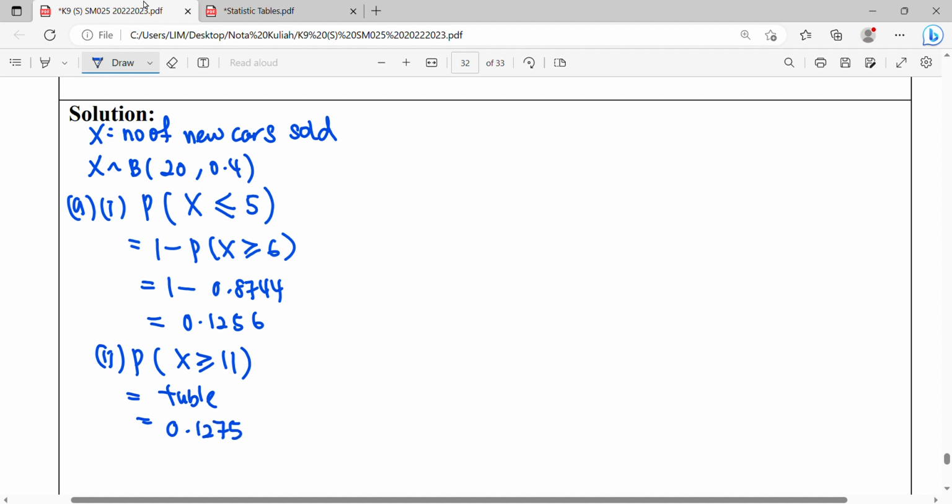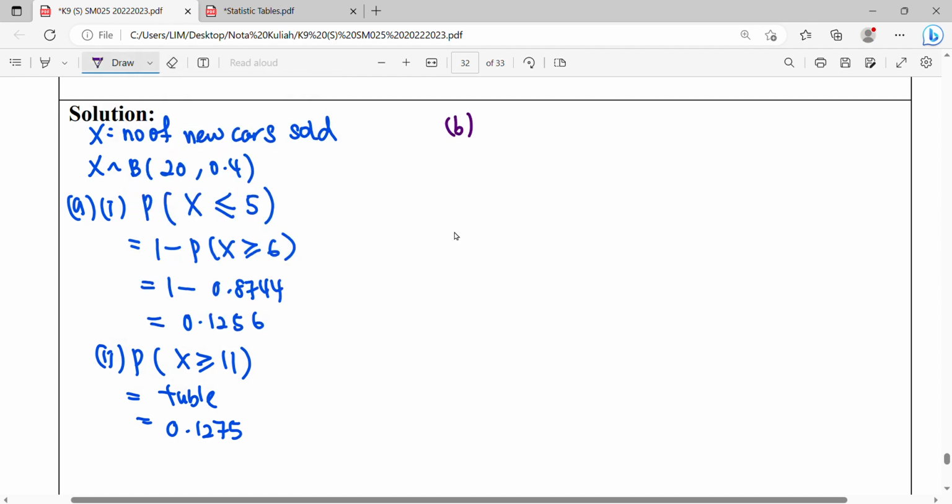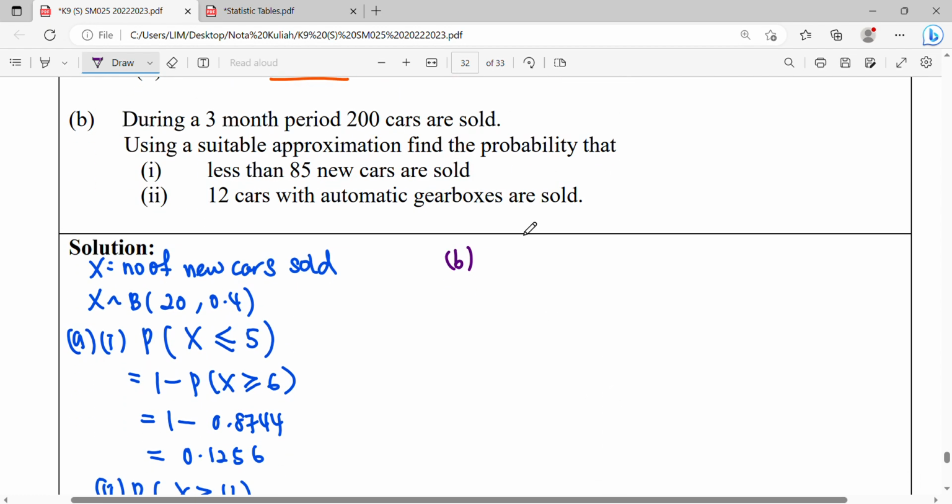Okay, done. Question B, what do they ask? Are they going to change the story? Question B, during a 3 months period, okay, they changed the story already. 200 cars are sold. Use a suitable approximation to find the number of new cars. But for question 2, it's not talking about new. It's talking about automatic cars.